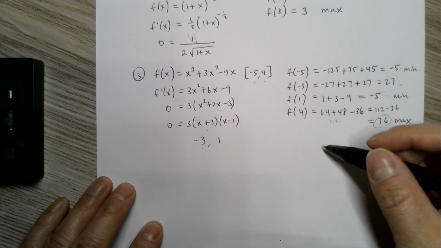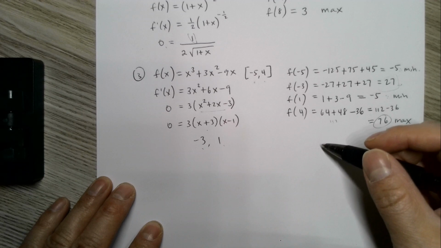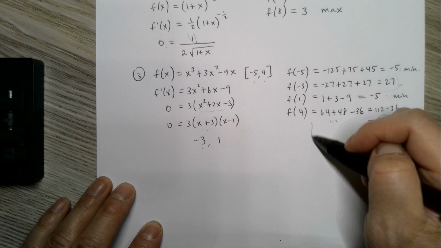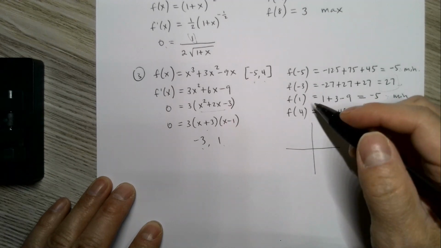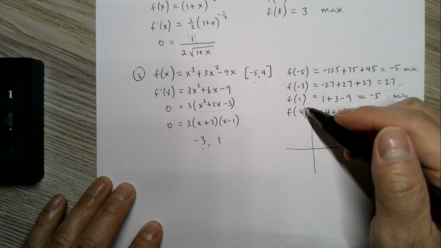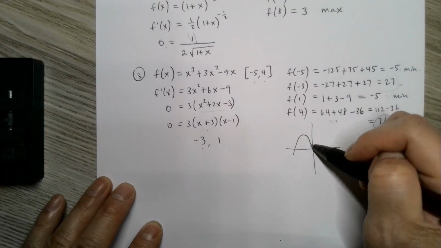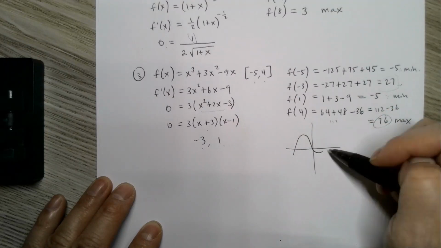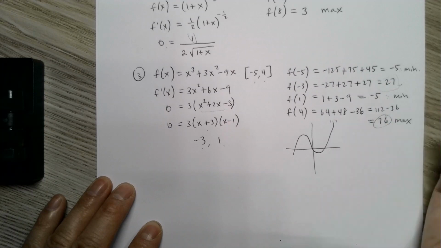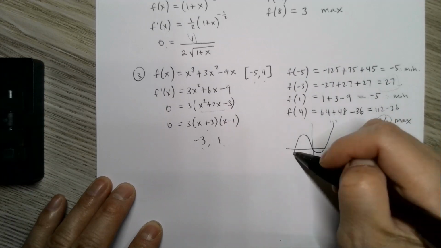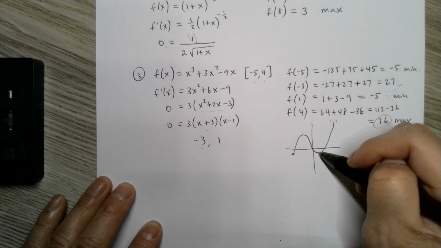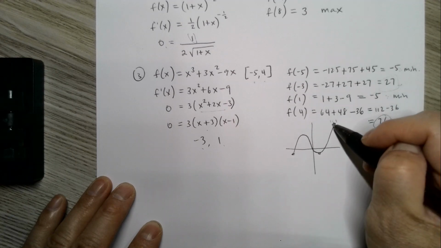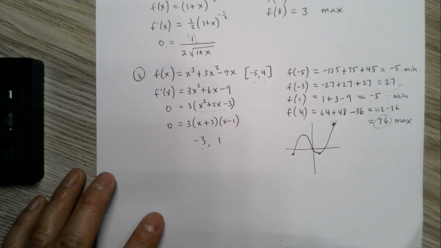So judging by the information here, this function probably looks something like this. Something like that. So I've got my two mins here and then my max up there. And there's a local max here.